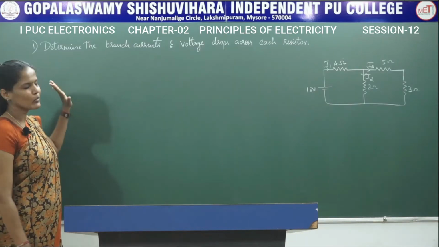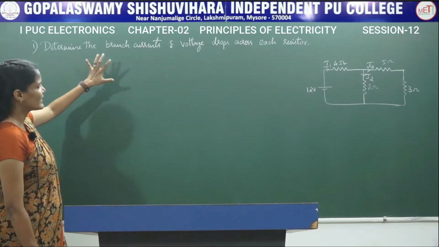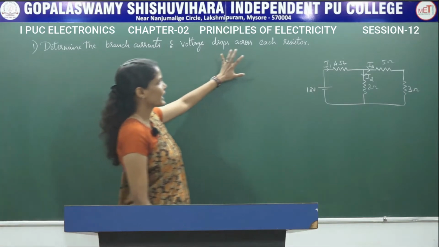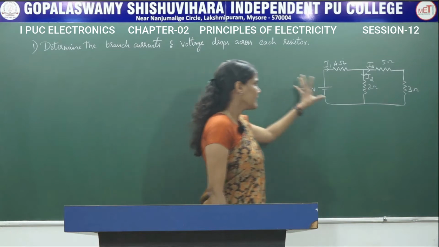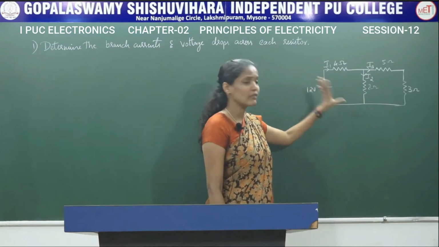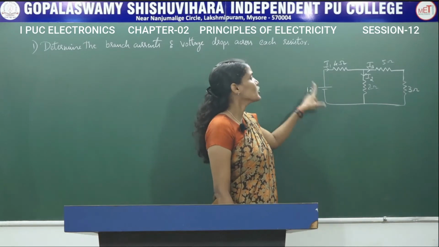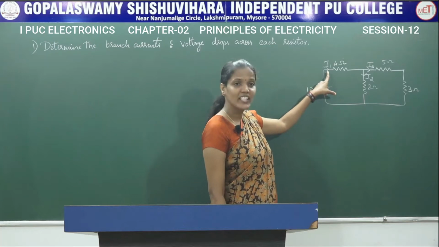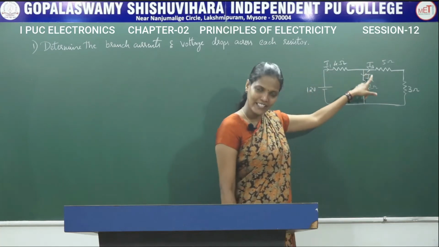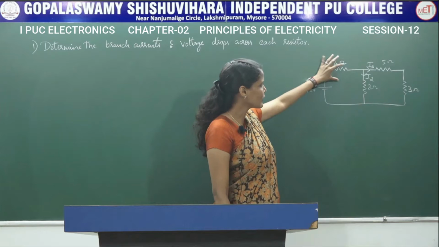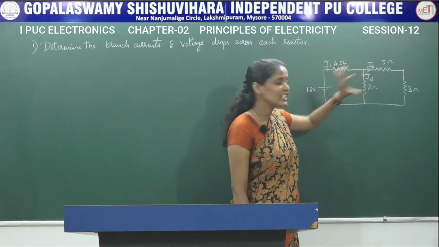So this is the problem that is given. Determine the branch currents and voltage drops across each resistor. Here in this particular diagram they have given 4 different resistors. You have to calculate the branch currents, that is I1, I2 and I3. Along with that you have to find out the voltage drop across each resistor.